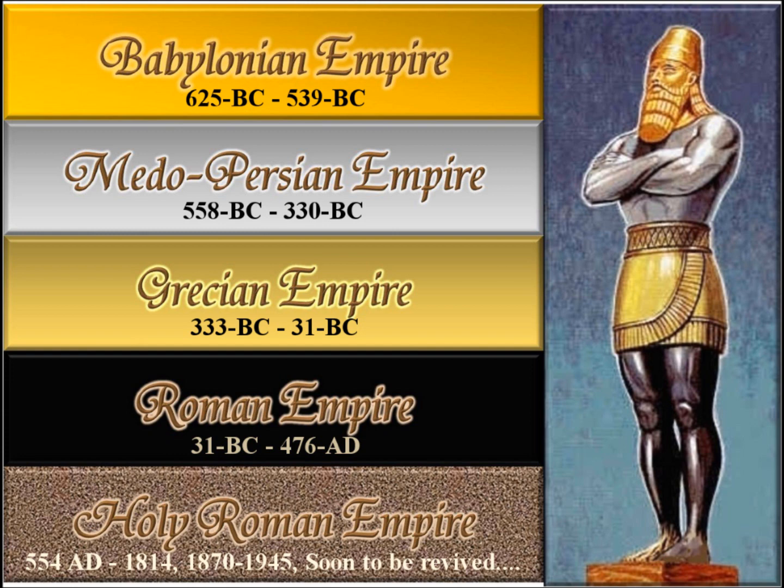And anyway, Daniel goes through and explains that this is a succession of kingdoms. This is made very plain in verse 40, the fourth kingdom. In verse 39, he's talking to Nebuchadnezzar: after you shall arise another kingdom inferior to you, and another third kingdom of brass, which will bear rule over all the earth. And the fourth kingdom shall be strong as iron. Well, it's pretty plain, you just go through history.